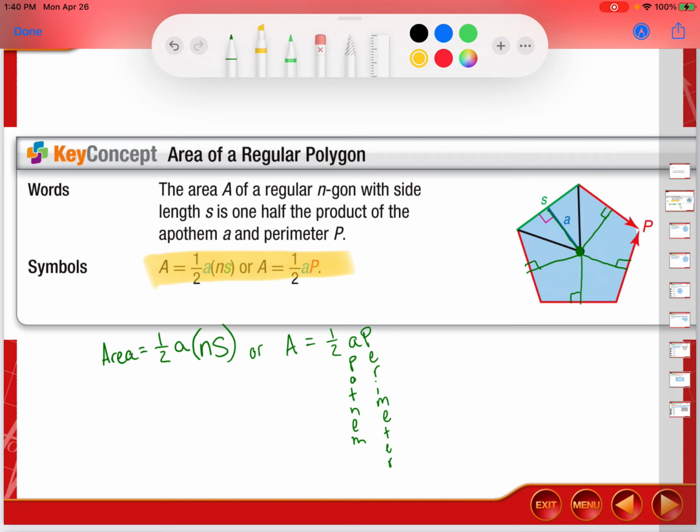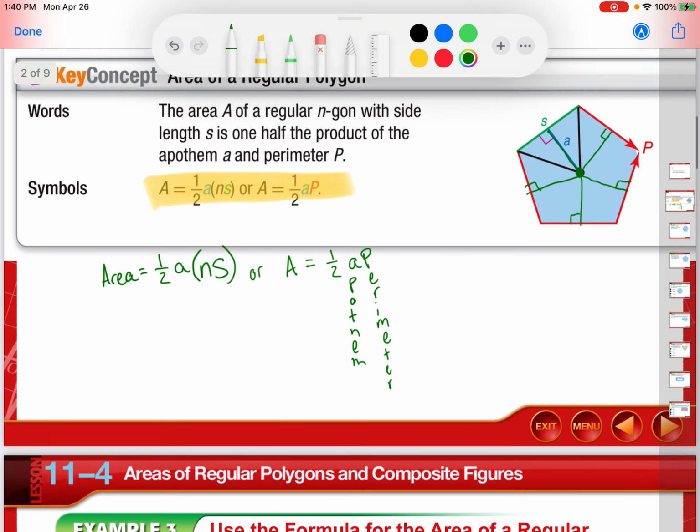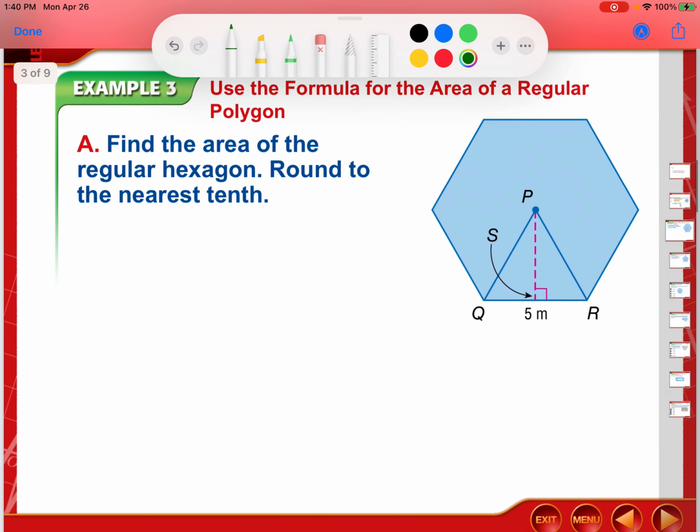And the apothem starts at the center of the figure, and it's a line that goes from the center to one of the sides, and it intersects the side at a 90-degree angle, which, hint, hint, is going to give us a special, or a right triangle, I should say. So, that being said, let's get to it.